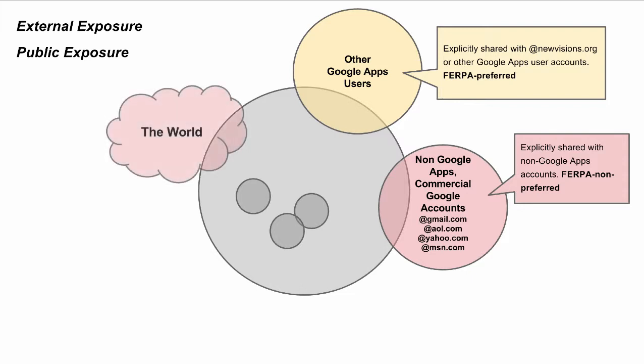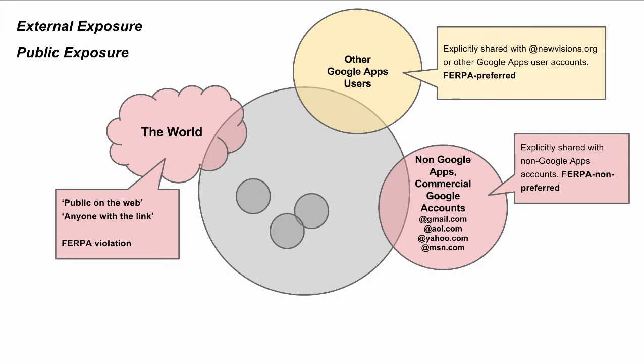In the last category, we see documents that are set public on the web or anyone with the link. This is the least secure type of exposure. Public on the web makes a document indexable by search engine crawlers, which means that students who Google search their own names are very likely to find information that you have made public on the web, even after you have taken it down. Documents with student data should never have these visibility options selected.